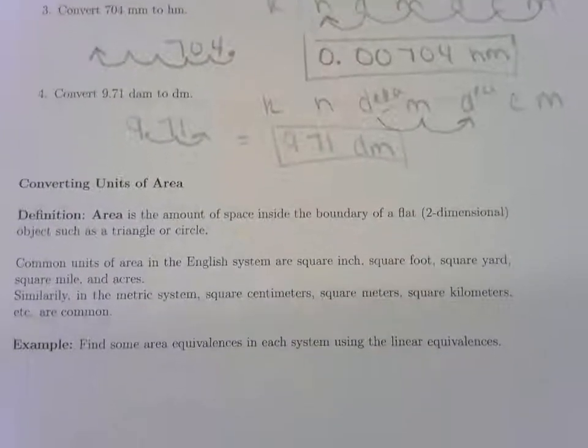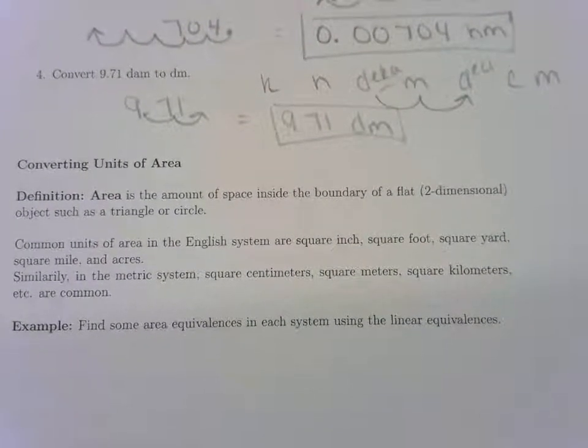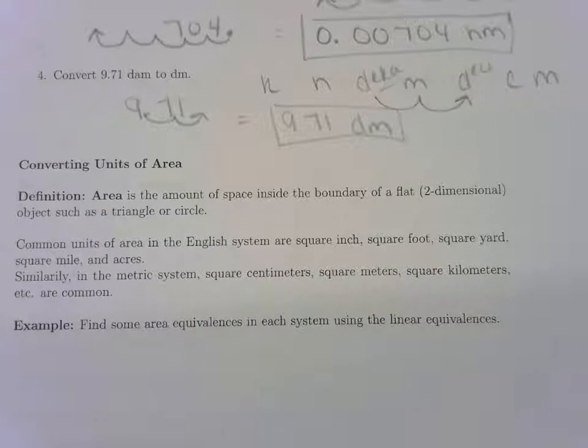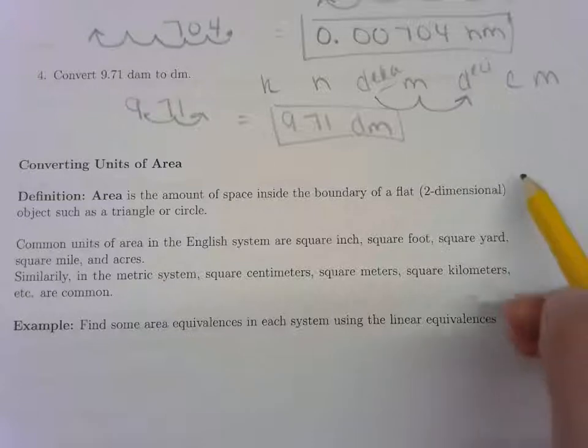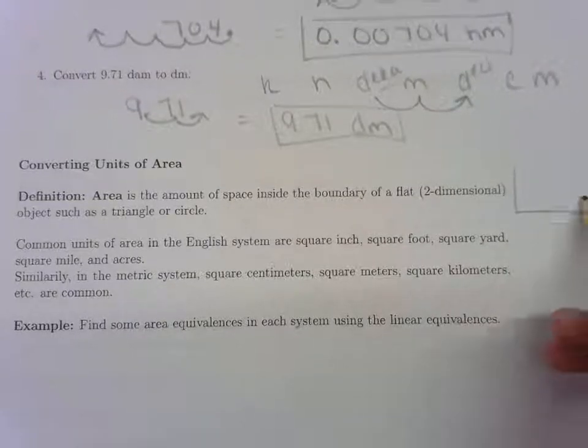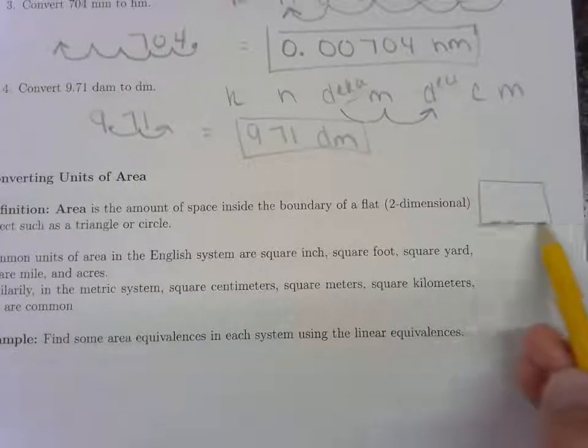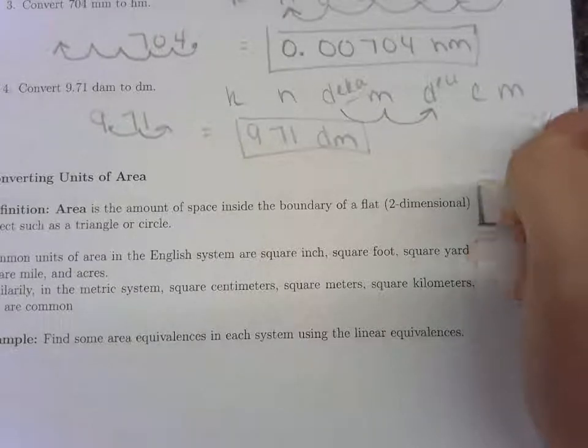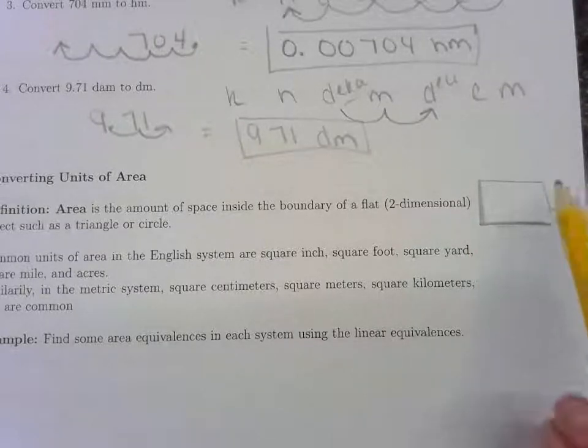Okay, next we have converting units of area. Definition: area is the amount of space inside the boundary of a flat two-dimensional object, such as a triangle or circle. So area is two-dimensional, which means we have two things to measure. For example, if we were measuring a floor, we are measuring this part and we're measuring this part. So that's where our two-dimensional comes from. And the area is the space inside of measuring two pieces.